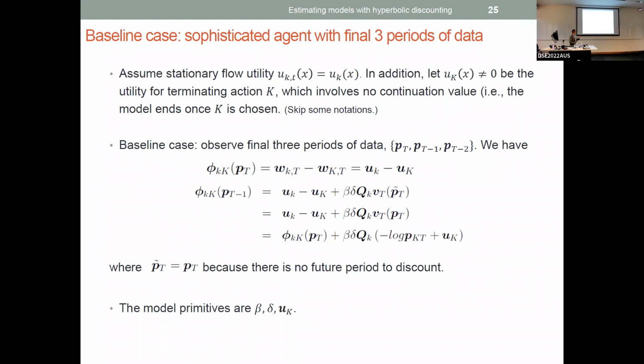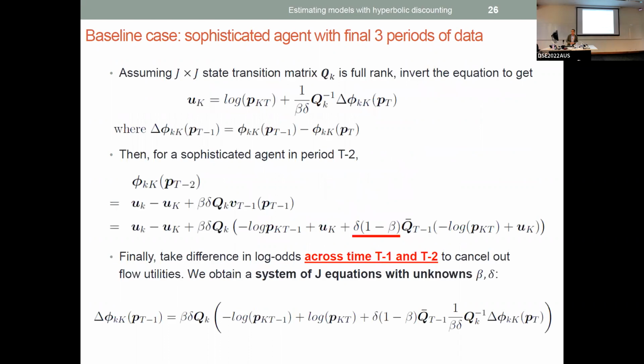So the model has been simplified, and we can just write the observed P as this familiar term, which is the negative log of PK plus UK. And the model primitives are beta, delta, and U big K. And recall that U big K is not 0, and it is to be identified. I may be starting to become a bit clunky here because, instead of trying to lay out everything step by step, it involves some step jumping.